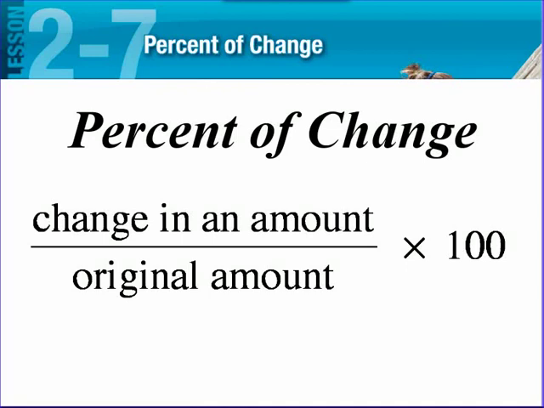So today we're going to talk about the percent of change. You're going to notice up here on the board I have a formula. It would probably be good for you to write that down just so you know how to calculate the percent of change. The percent of change is defined as the change in an amount divided by the original amount times 100.